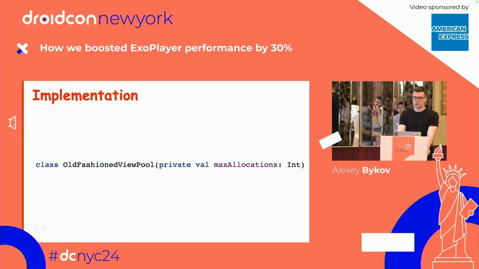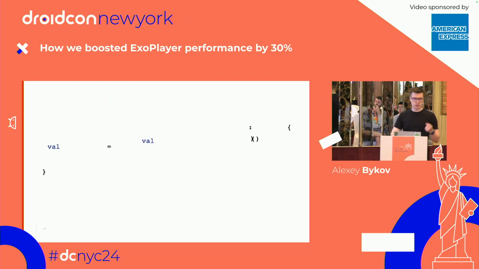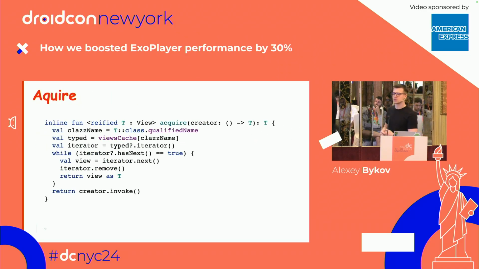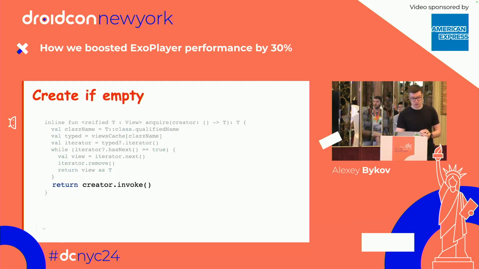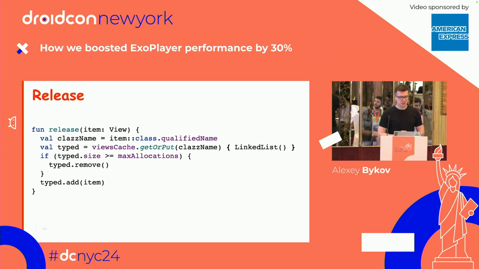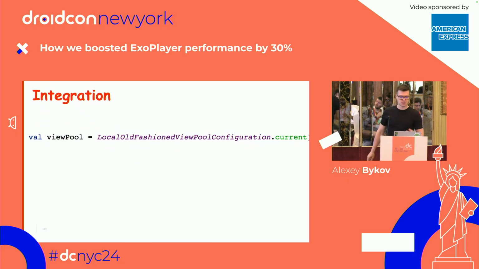We implemented our own view pool, an old-fashioned one, where we have a view cache and just two methods. The first one, in the best case scenario, is going to return an already stored video view. And if we don't have anything in the cache, we're going to create one, which is fine, but it could be better. And in the release method, we're just going to return the view to the cache and do some eviction if required. And we provide all of those views with a CompositionLocal.